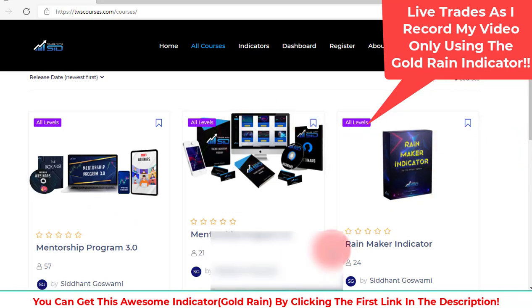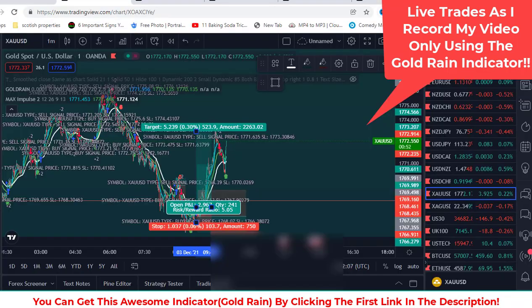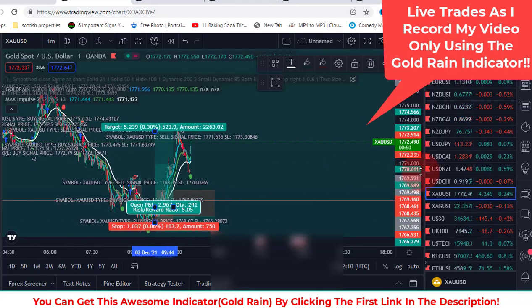But to me, I'm showing you the real facts and the real success I'm getting, mainly using this indicator. Mainly, guys, I'm telling you, mainly, not only.